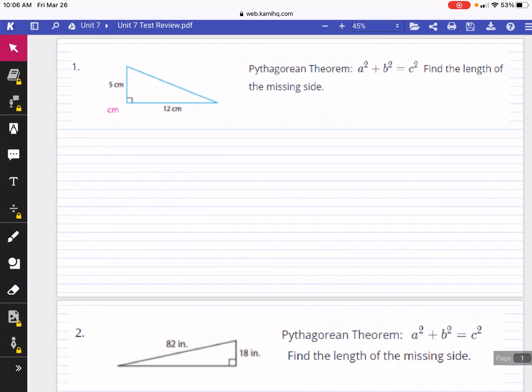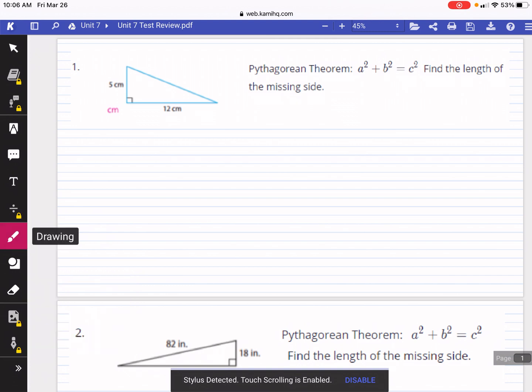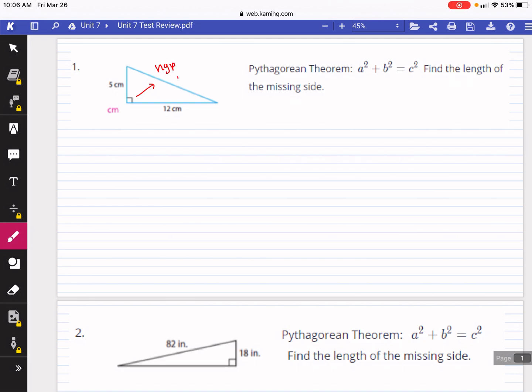In this video, we will be reviewing for your Unit 7 test on right triangles. So the first thing that we learned in Unit 7 about right triangles was the Pythagorean theorem, which you can use to solve for missing sides when you know two of the sides. And the important thing to know when you're doing the Pythagorean theorem is that your C is always your hypotenuse, which is always directly across from the 90-degree angle.